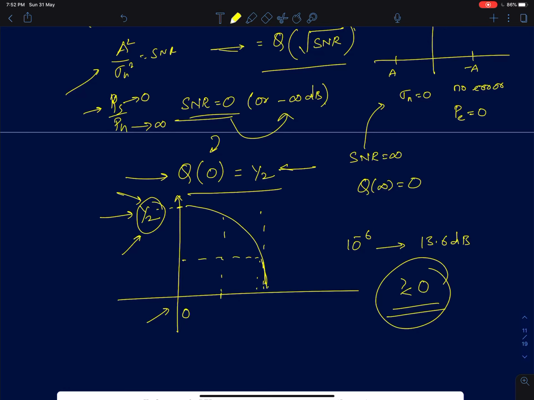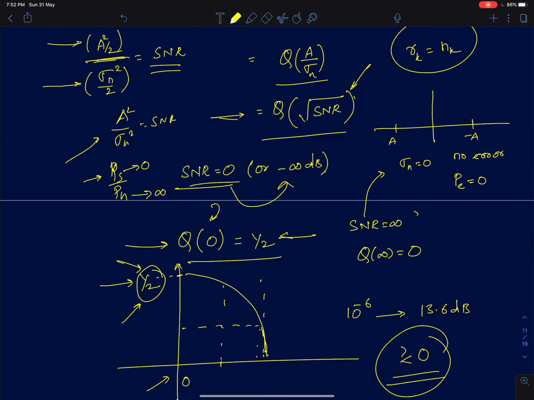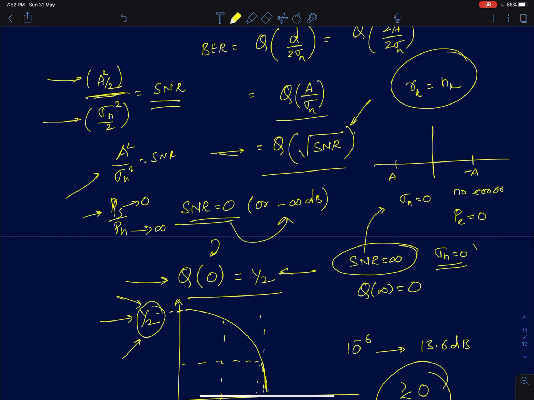Now the next condition is the limiting condition when SNR is infinity. SNR infinity happens when sigma n is 0. When your noise variance is 0, then I can get SNR as infinity, or signal power can also be infinity. First, I'll take the case of sigma n is 0. If sigma n is 0, the constellation points will simply sit exactly at plus or minus a. There is no variation on the constellation values.